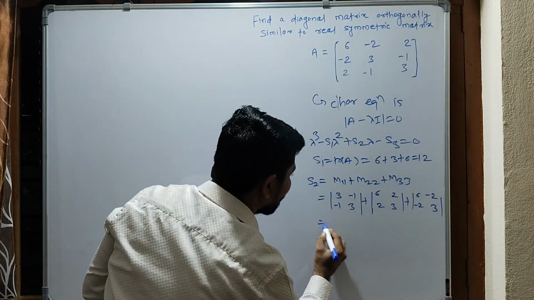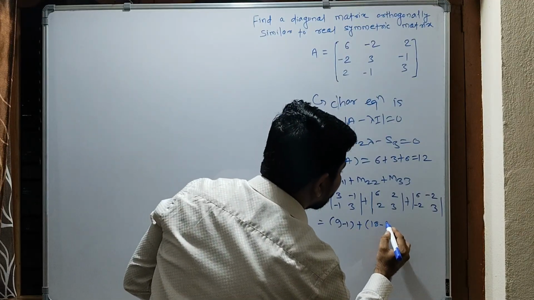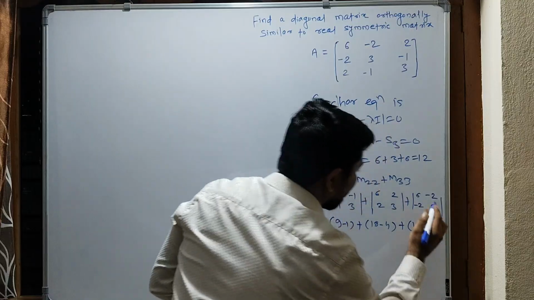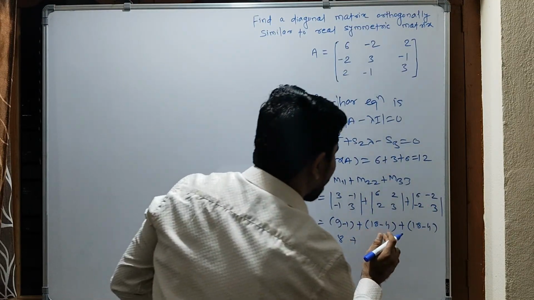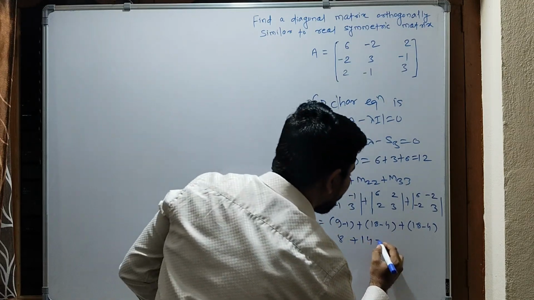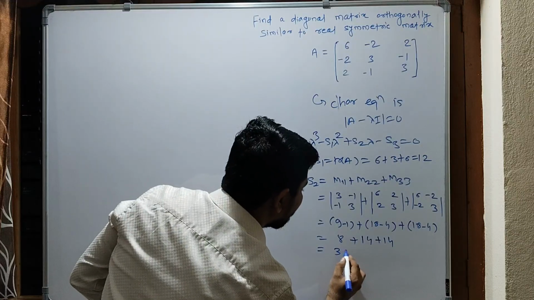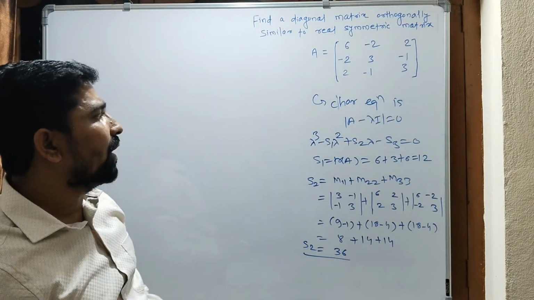So compute the determinants: 9 minus 1, plus 18 minus 4, plus 18 minus 4, which is equal to 8 plus 14, so this is 36. This is my S2. Now find the value of S3.